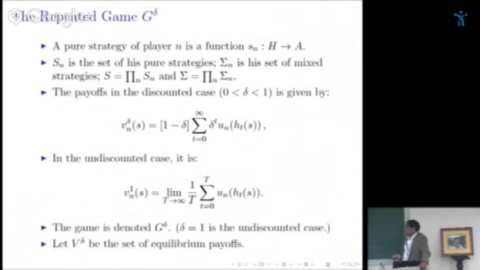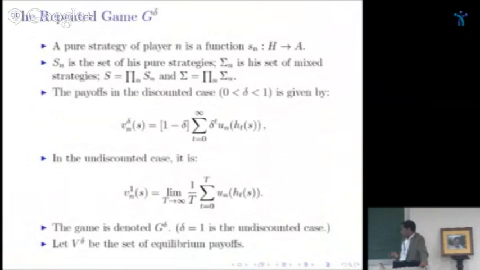Then you have the discounted payoff, the undiscounted payoff. I'm just writing limit. It's not that it exists everywhere. But for everything that I'm going to do, this is the only thing that matters, as usual. So I'll just leave it be. And then G delta is the discounted game. Delta equals 1 is the undiscounted. In refinements, we typically look at strategies, not payoffs. And in repeated games, we look at payoffs. We rarely describe things in terms of strategies. So here I'm going to look at just equilibrium payoffs for the time being, to be more consistent with repeated games. V delta is the set of equilibrium payoffs for the delta game.